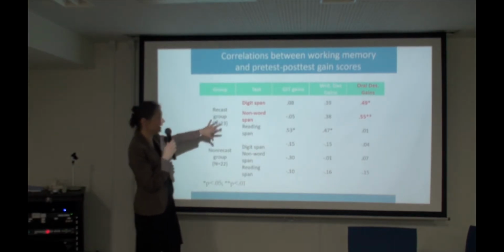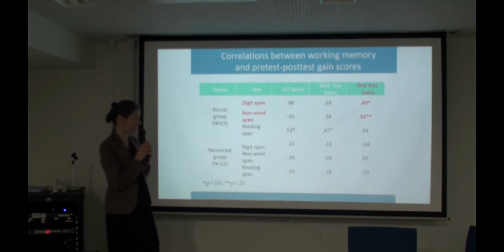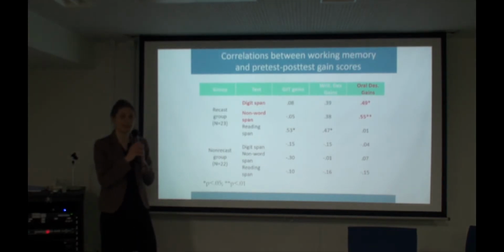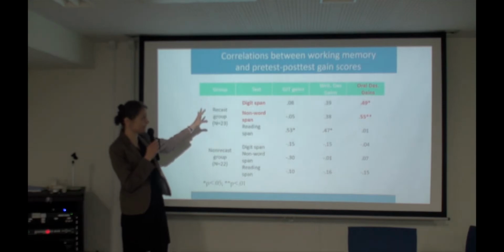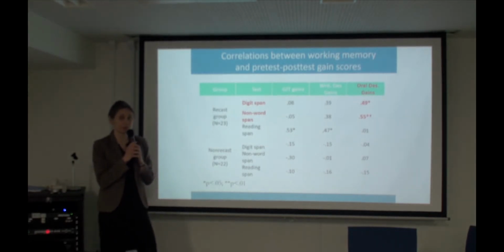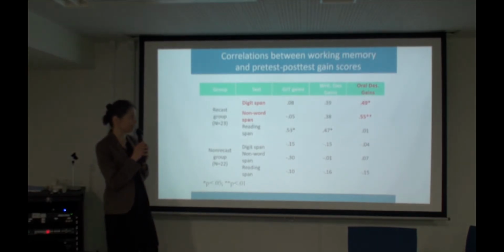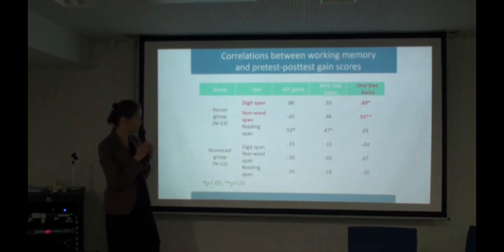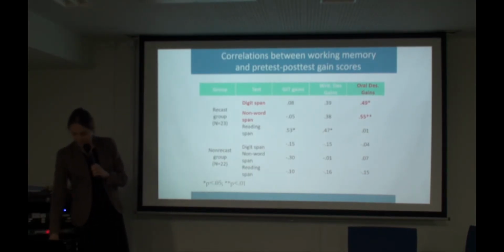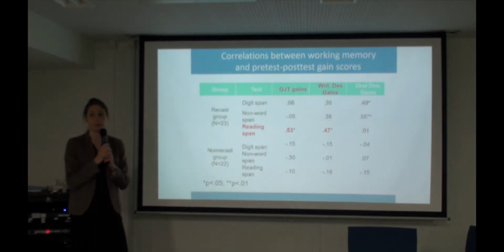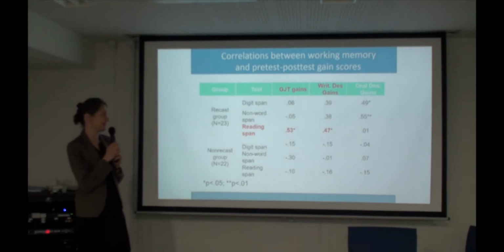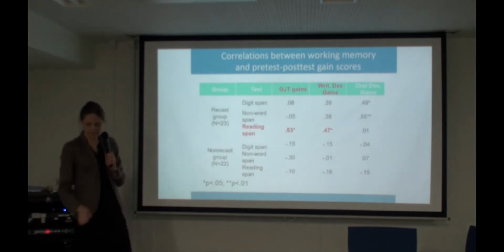But when it comes to the recast group, the groups who received feedback, what happened when it comes to their digit span and non-word span scores, those participants who had higher scores on these tests achieved greater oral gains on the oral description task. But when it comes to the reading span task, interestingly, this was associated with gains on the tests which were in the written modality, on the GJT and the written description task.